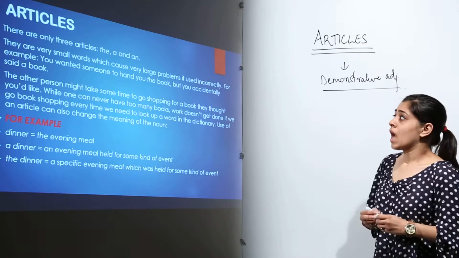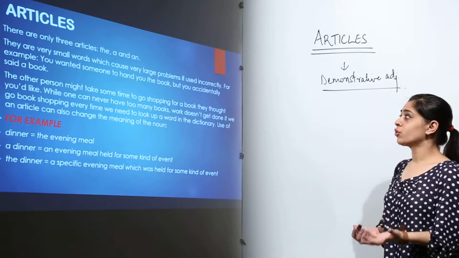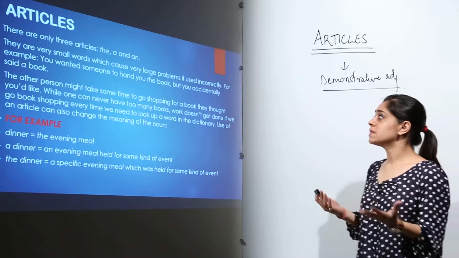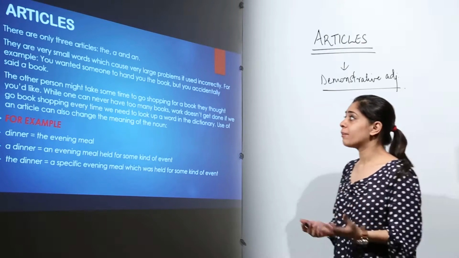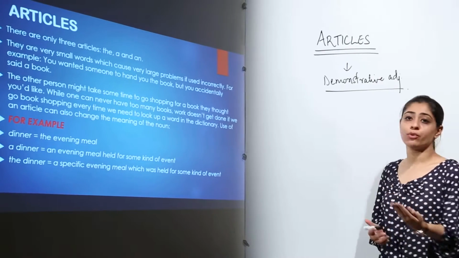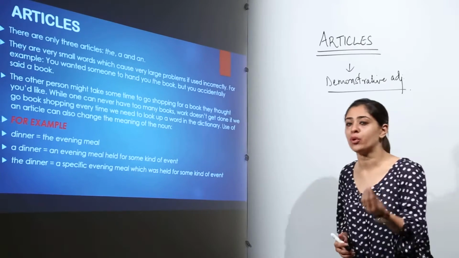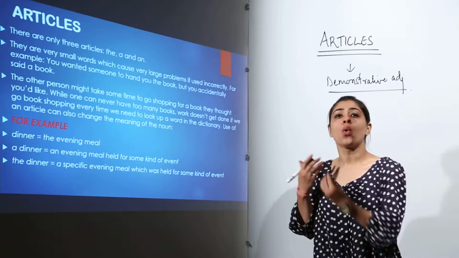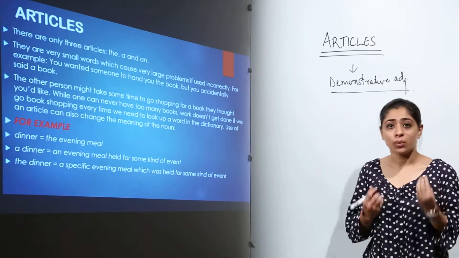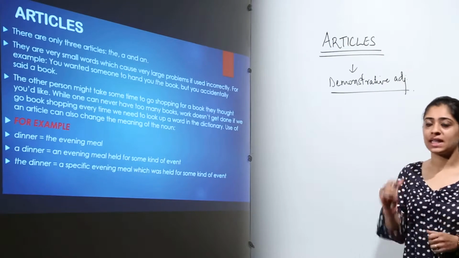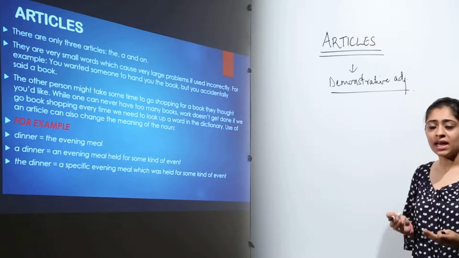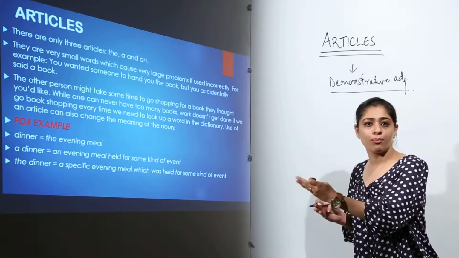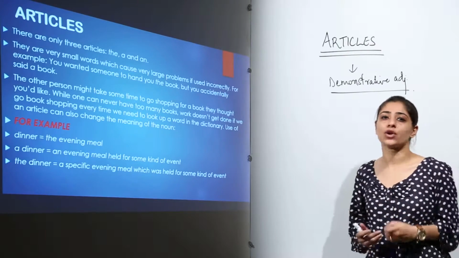Okay, now they are very simple words, as I already told you, which cause a lot of problems if used incorrectly. For example, you wanted someone to hand you the book but you accidentally said a book. Here the person might take some time in evaluating which book you are talking about. But when you mention a definite thing, say the book, then the person gets to know that the book lying on the table needs to be handed over to him.